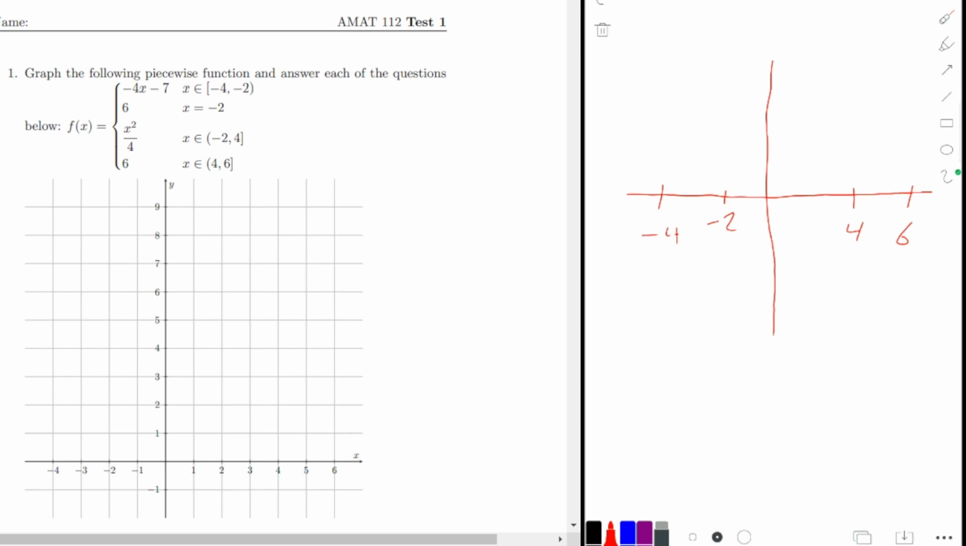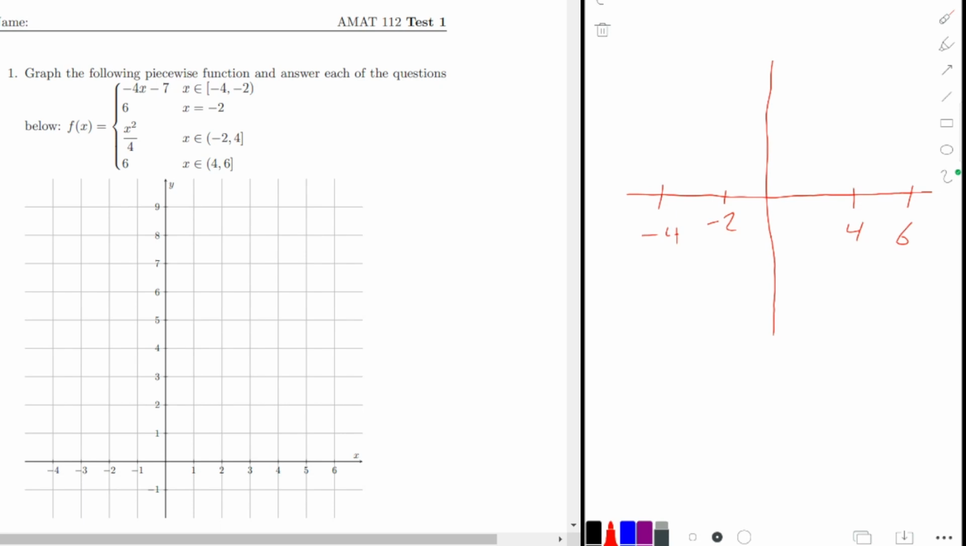Over these regions, it has different definitions. From -4 to -2, it is a line with slope -4 and y-intercept -7. We don't have to graph the whole line. If we wanted to, it would look something like that: a big negative y-intercept and a negative slope. But honestly, we just have to graph 2 points. We have to plug in 4, and we have to plug in -2.